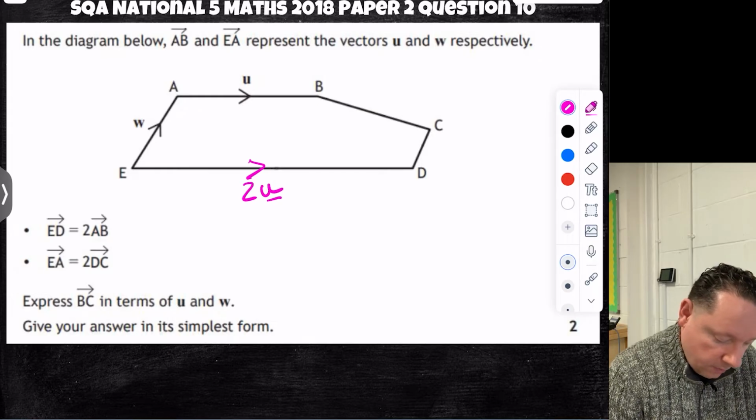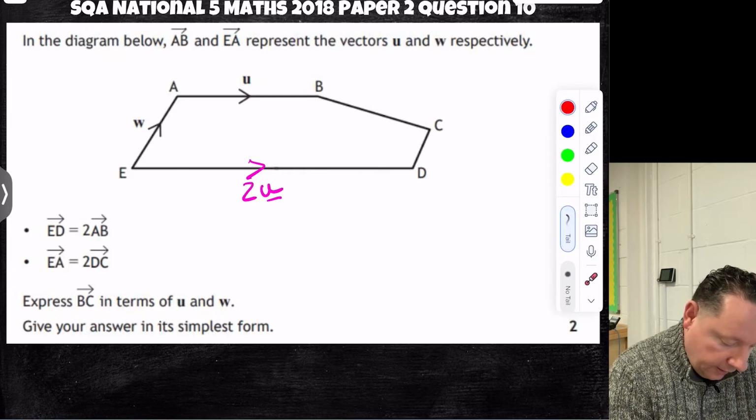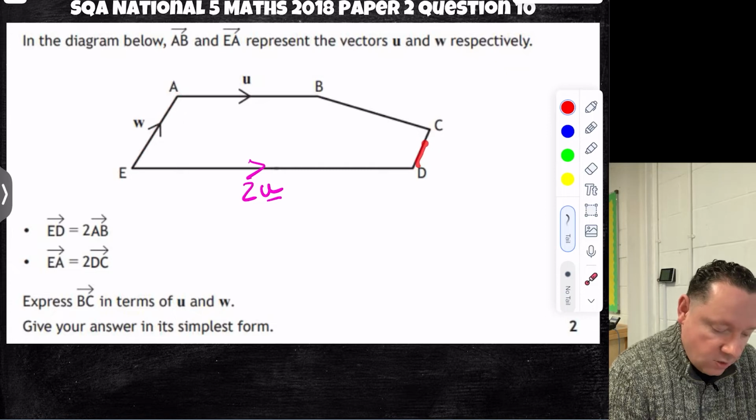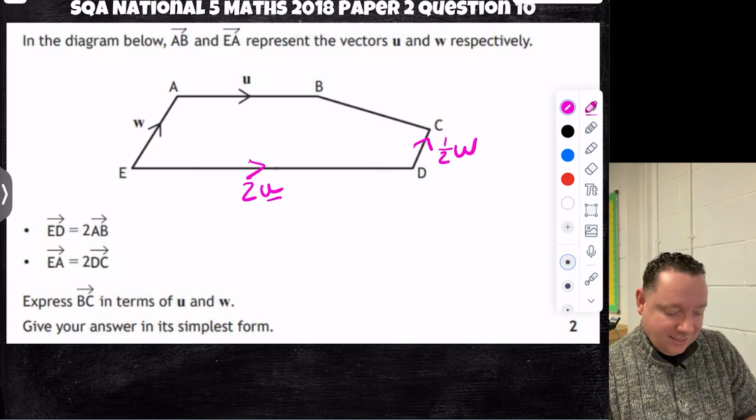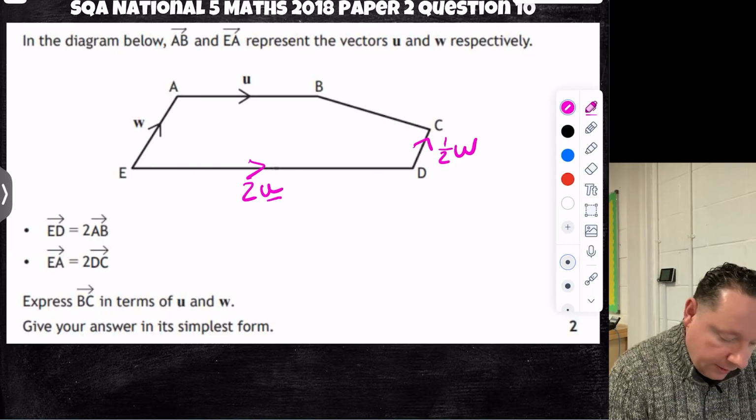It also tells me that E to A is two lots of C to D. So if E to A is double that one, that means that this one is half of this one. So I can immediately write down that this one is a half of W. It now says express B to C in terms of U and W. So I need to get from B to C.